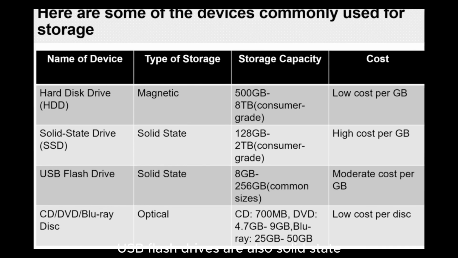USB flash drives are also solid state. They can vary from 8 to more than 256 gigabytes nowadays. They are a moderate cost per gigabyte. CDs, DVDs, and Blu-ray discs are optical. Now remember, the CD is 700 megabytes in storage capacity. DVD is 4.7 gigabytes to 9 gigabytes and Blu-rays are 25 gigabytes to 50 gigabytes. Low cost per disc.